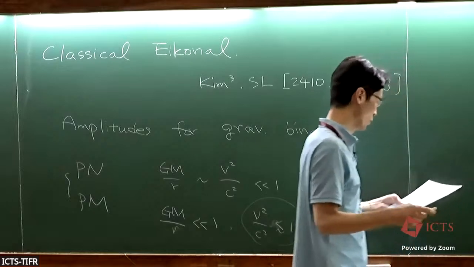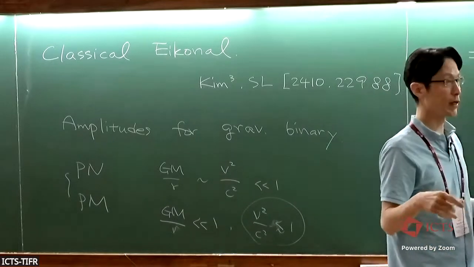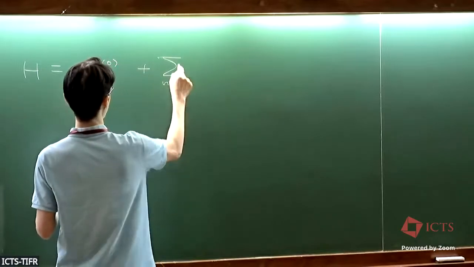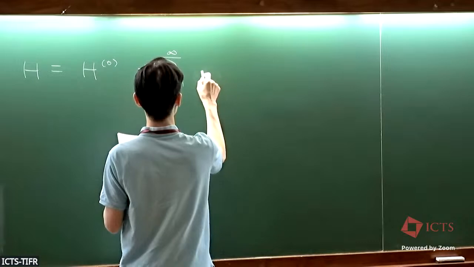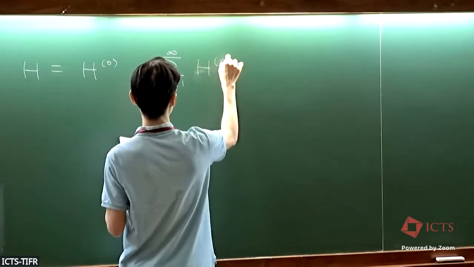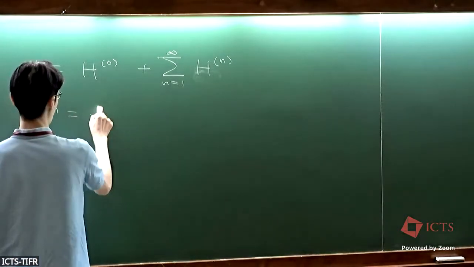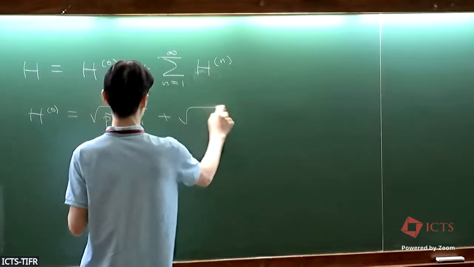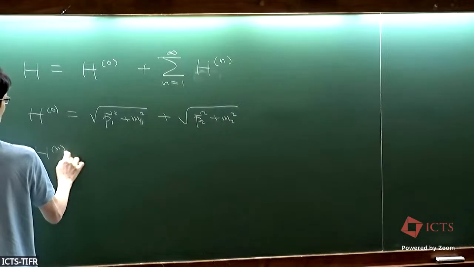So one thing we do in the post-Minkowskian business is to compute the effective Hamiltonian, which you obtain by, roughly speaking, integrating out the exchange of gravitons. So the 0th order is the free part, and all the interaction terms have this GM over R as your perturbative parameter. So the 0th order term is nothing but the special relativity expression for the kinetic energy. And the interaction terms take this form.